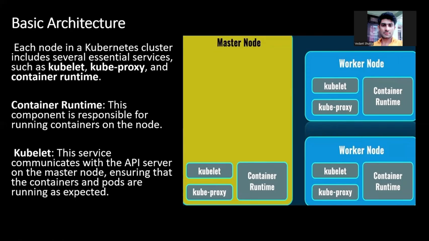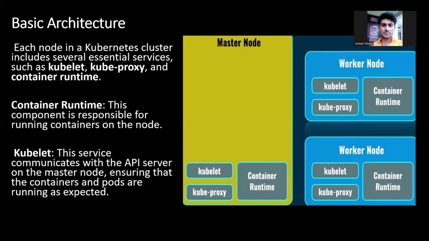So these three things. And there is another worker node with the kubelet, kubeproxy, and container runtime. These are also the same. So in a layman's way, these three things are common to all the nodes present inside the cluster. Each node in a Kubernetes cluster includes several essential services such as kubelet, kubeproxy, and container runtime. Firstly, container runtime. This component is responsible for running containers on the node. I will tell you about CRI-O and the other stuff. Just simple text is written here. Now, what is kubelet? The simple terms you encounter here.